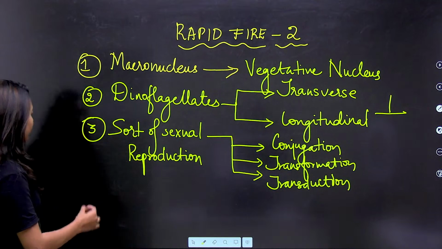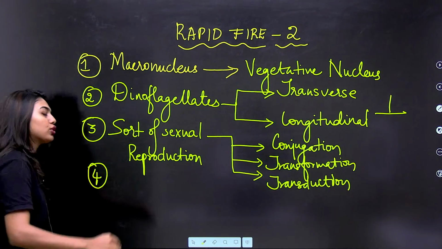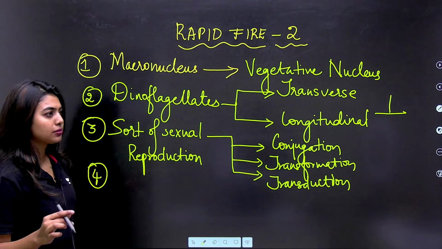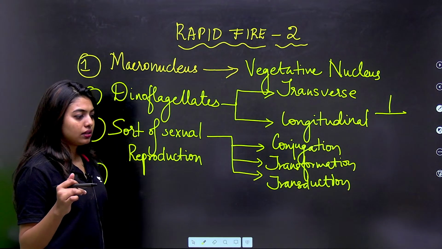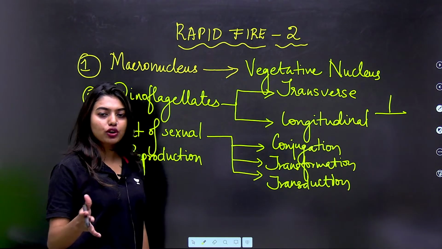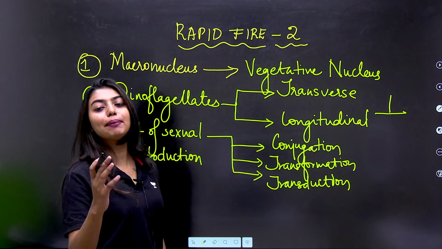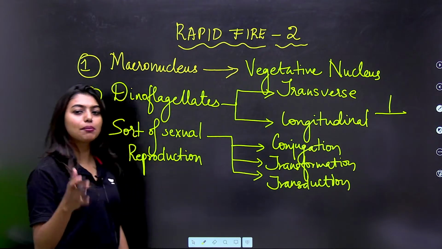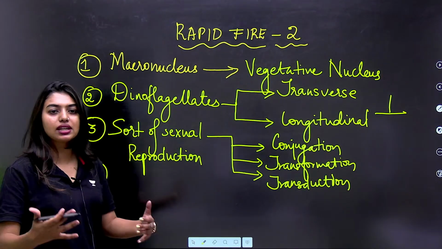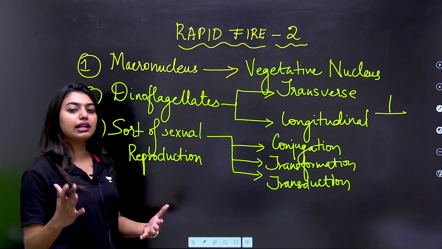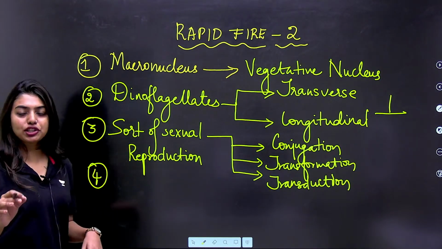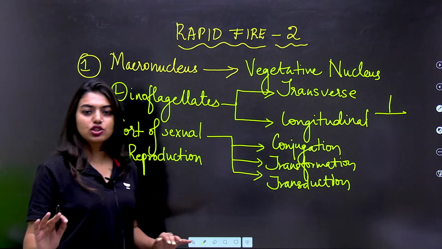Okay, last rapid fire, the fourth question. Contractile vacuole. Is it present in paramecium? Ciliated protozoans, do they have a contractile vacuole? It's a yes or no question. Just put yes or no.